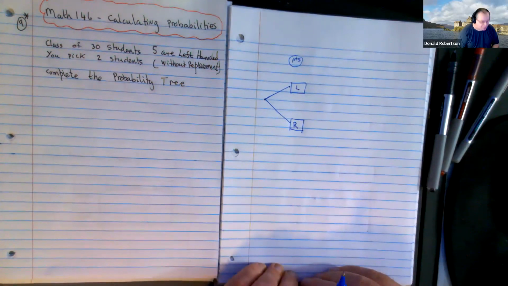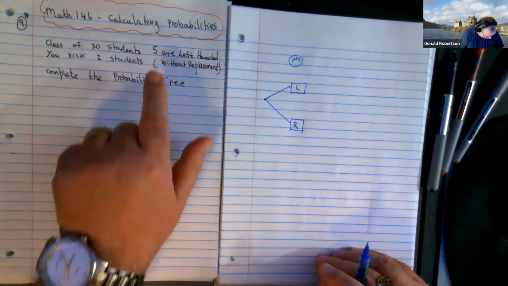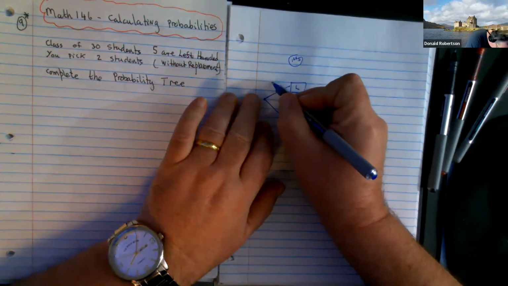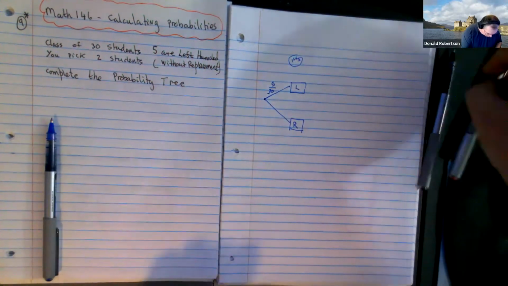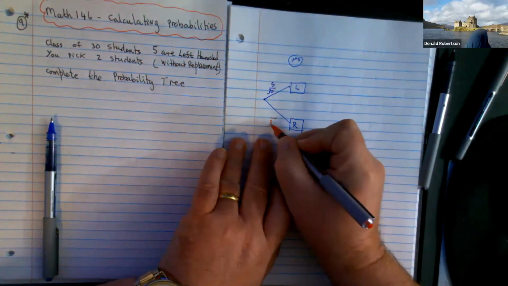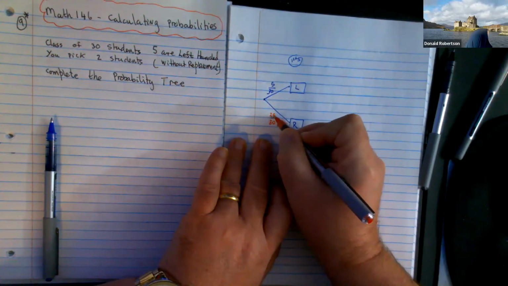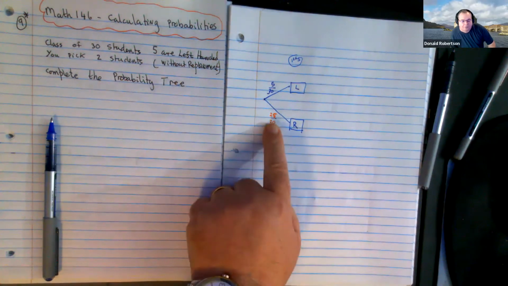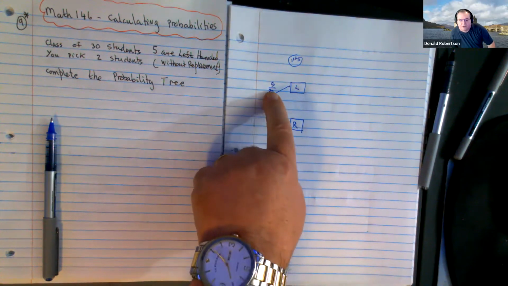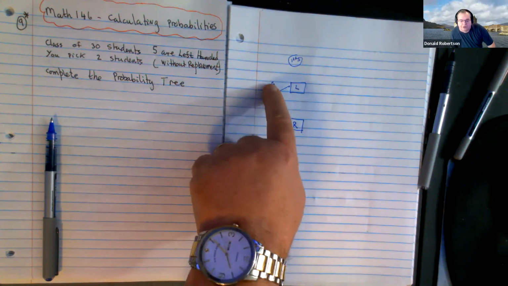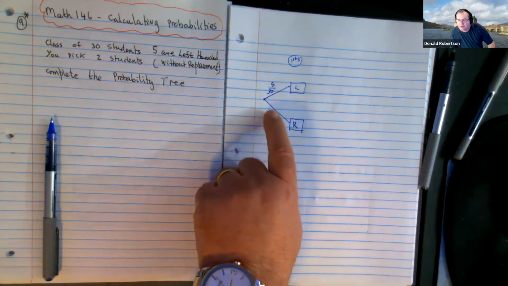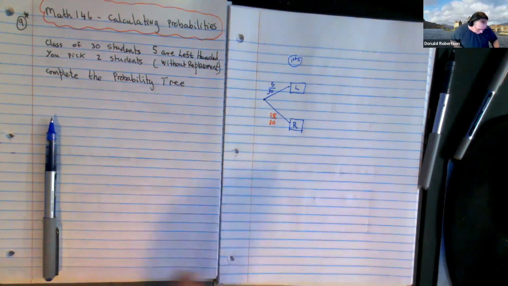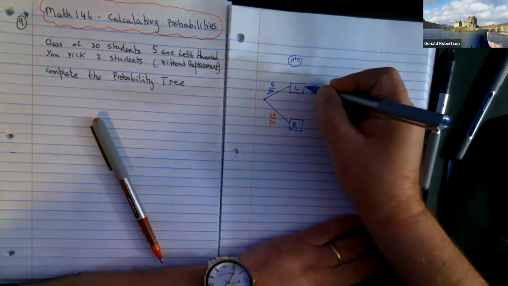Now, what do I know about the first pick? Well, since 5 of them are left-handed, that makes 5 out of 30 students the chance that I choose a left-handed, and that means the rest, 25 out of 30. Now, you notice they only told me how many left-handed, but it was pretty obvious how many of the other group there were. These 2 branches of the tree should always add up to 1. So if you tell me this is 10, I know that's 20, right? If you tell me this is 15, I know that's 15. So that's the first branch done, and we're only doing 2.